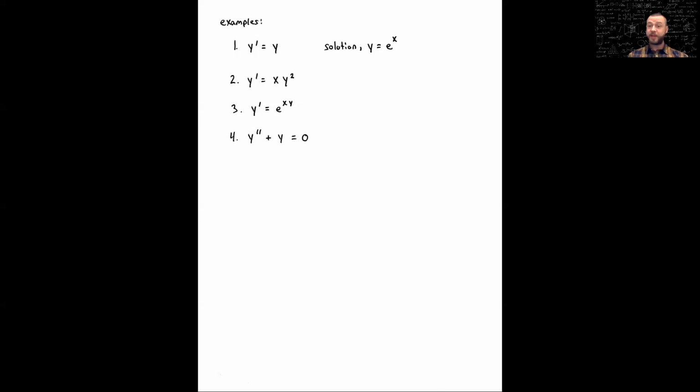So let's rewrite example 4, and I'm going to convince you that you know functions that are solutions to this. So what you want to think is, do you know any functions y as a function of x, where you twice differentiate and you get the negative of the function? Pause the video, see if you can think of that. We'll check in a few seconds.